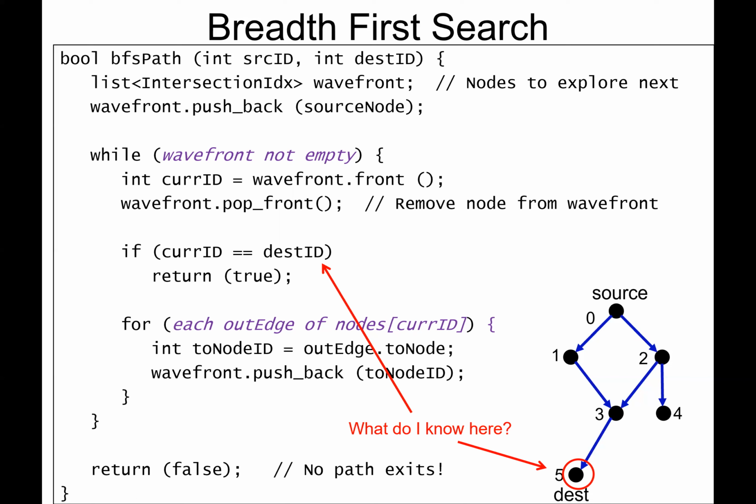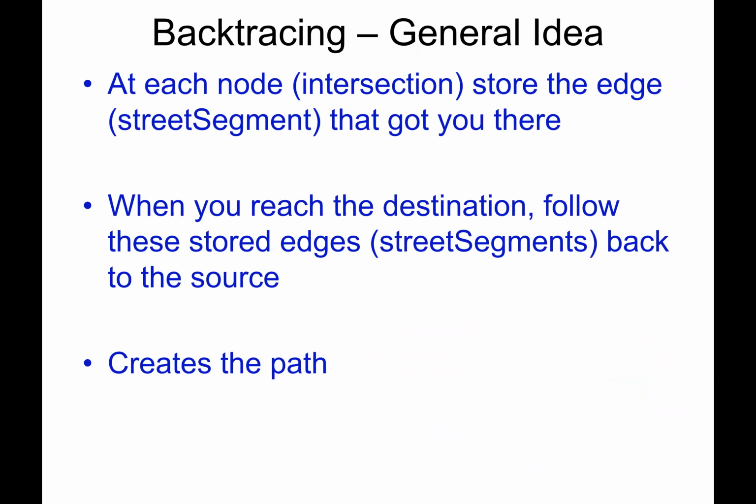Okay, so I'm going to have to store some information along the way, because this would again be really bad travel directions. The general idea is that you have to have something called a backtracer, or a backtracking algorithm. You get to the destination, and you have to store some information as you're searching so that when you get there, you can actually figure out how I got here. An efficient way to do this is that every node, again an intersection, stores the edge, which can just be the street segment ID that got you there.